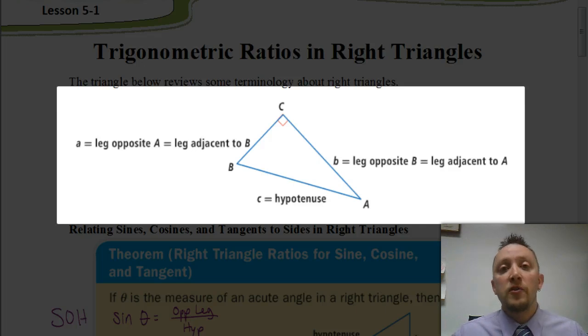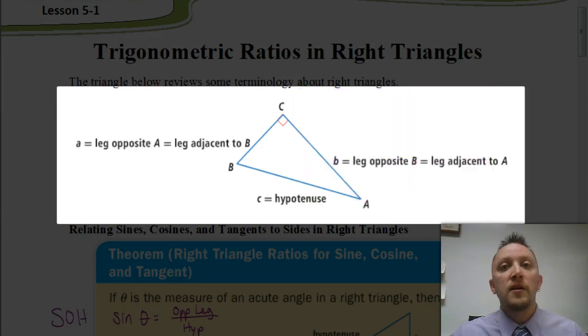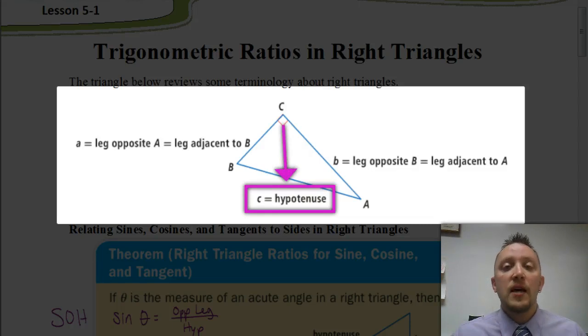So let's start out by reviewing a right triangle. You can look here to my right, and I have a right triangle. Remember that on a right triangle, obviously, we have a right angle. The side across from that right angle is always going to be the hypotenuse, and that's always true. On a right triangle, the longest side is the side across from the right angle.